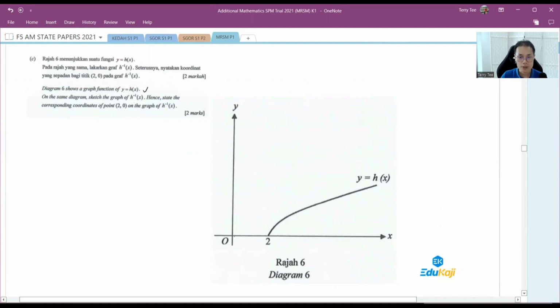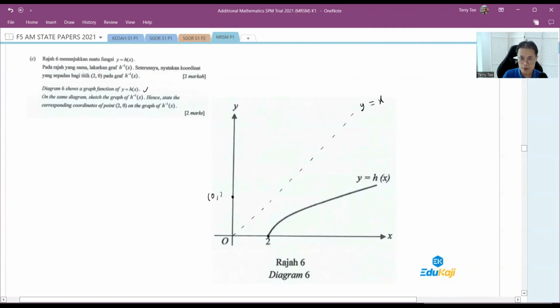So number one, what we can do is draw this line here, the line y equals to x. The dotted line we do, we can use a ruler. So this is y equals x. So when you reflect this coordinate of (2, 0), it will be reflected over here.